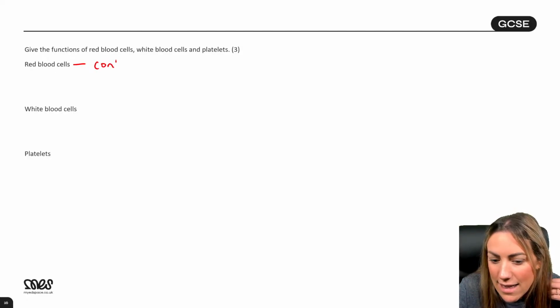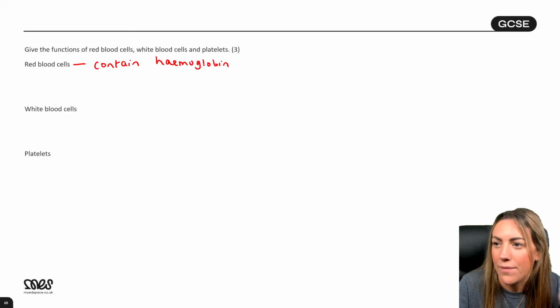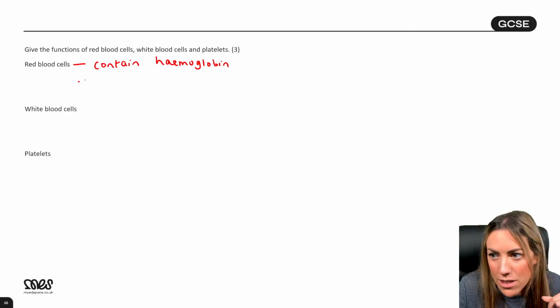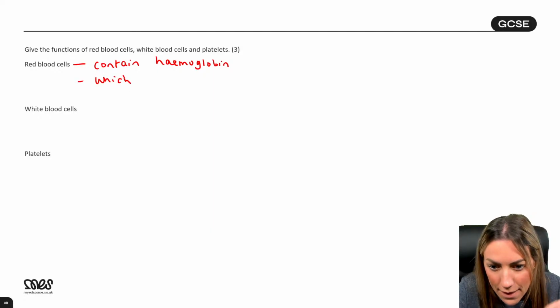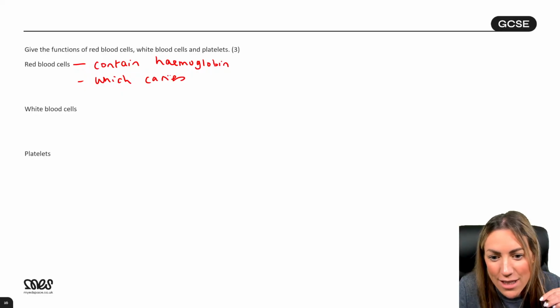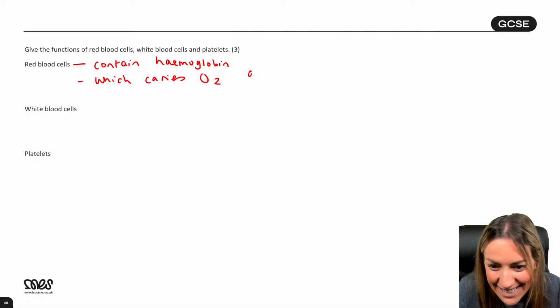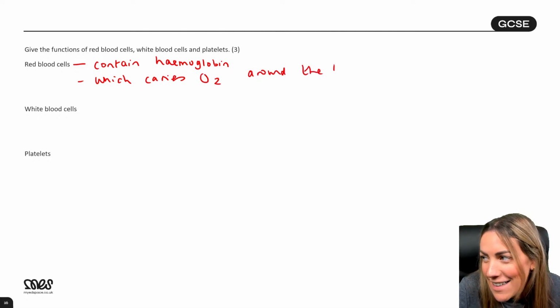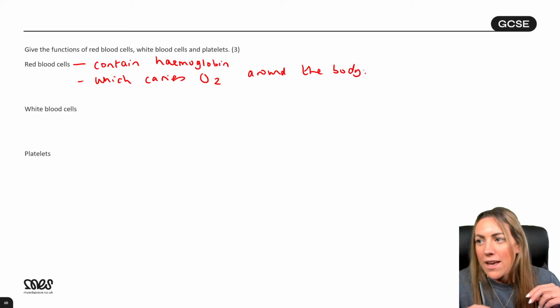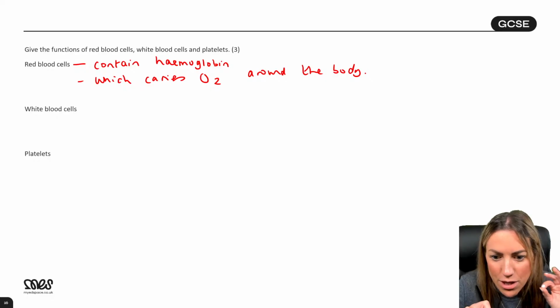Right, let's add this. Contain hemoglobin. What does hemoglobin do? Contains hemoglobin, which carries, let's be really specific. I can tell there's more people in the stream because the chat is going wild. I need to watch my handwriting though, don't I? I don't want to get carried away. Okay, so red blood cells, they contain hemoglobin, which carries oxygen around the body.